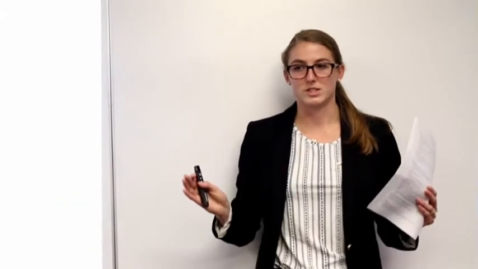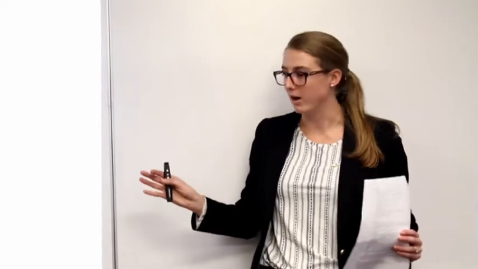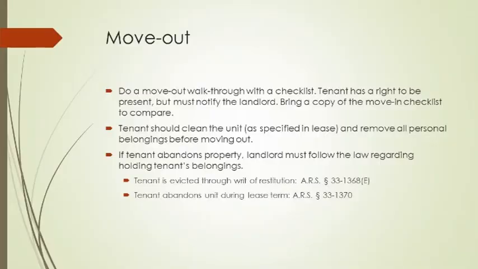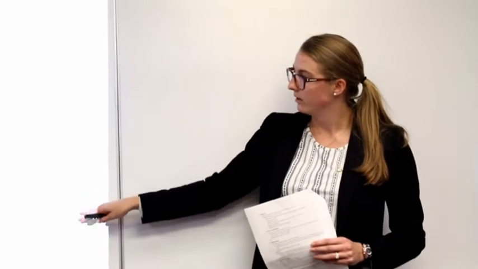If the tenant abandons the unit during the lease term, so they just disappear, stop paying rent, they're gone, but they've left things there, this section here, 1370, tells the landlord what you need to do in that situation. They're similar, there's a couple minor differences, but those are what you need to look at.